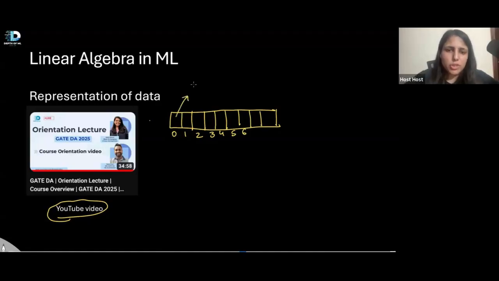Every image will be represented using a matrix, right? This is also a matrix, and this is also a matrix. These are basically collections of matrices that we have. So this is just the image data, what you can visualize.